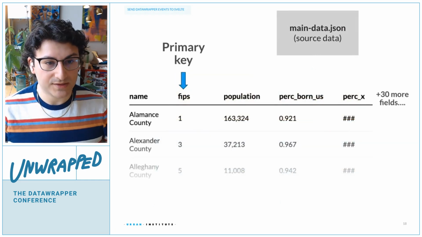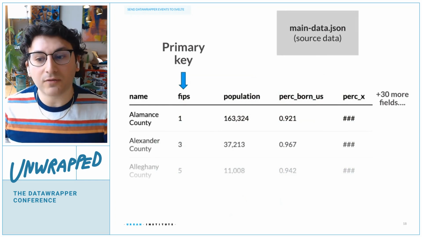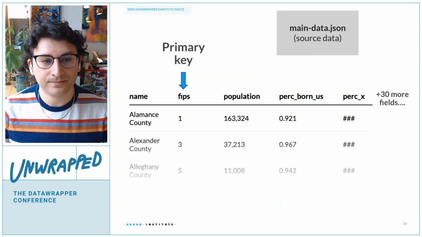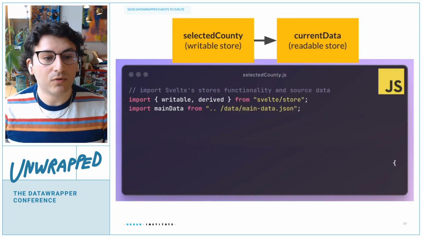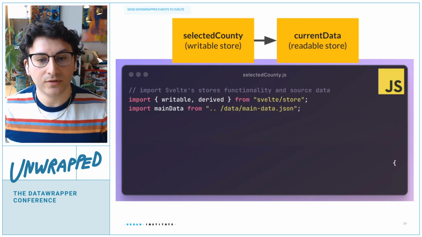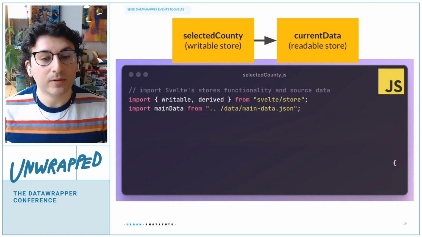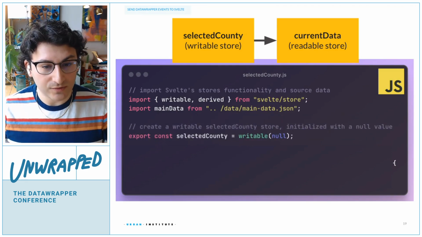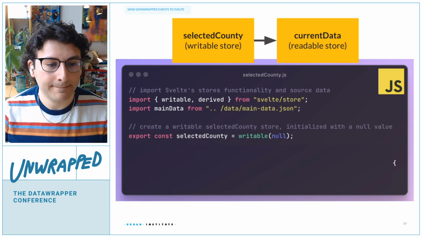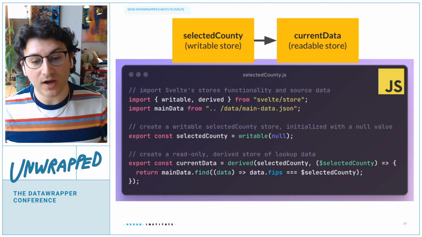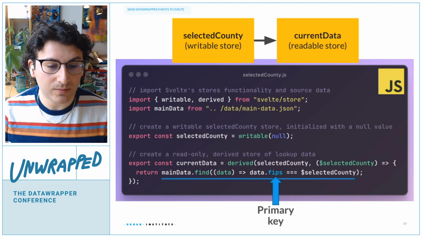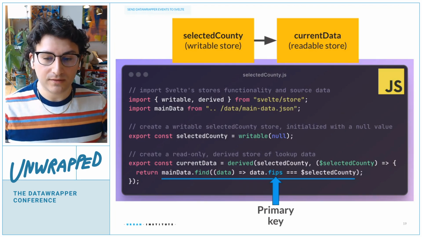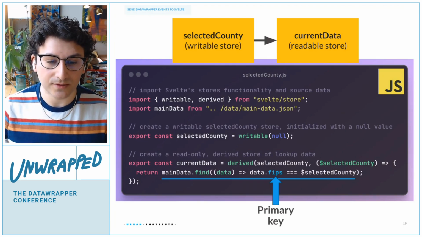This JSON file looks something like this. Our primary key houses the unique identifier for the county alongside all the information we want to be displaying in our external tooltip. In our store file, we import our writable and derived store functionality from Svelte. Then we import our lookup data, that JSON. First, we export a writable to the rest of the application. That's that selected county. And then we export a derived read-only store. And the special part here is we're looking up in that JSON data that we imported, we're finding the relevant information based on our selected county store.